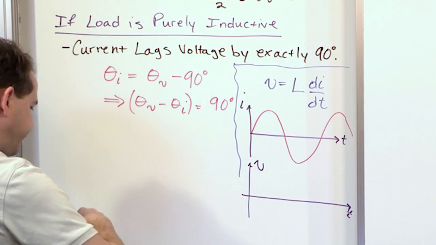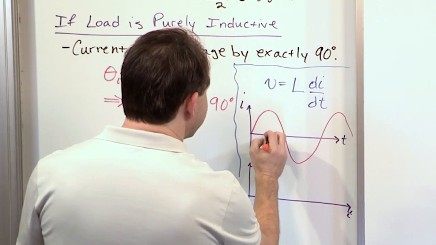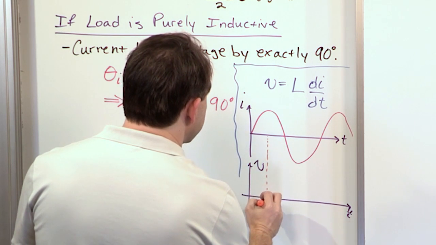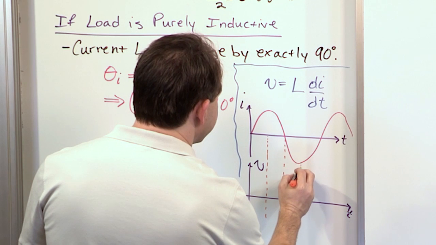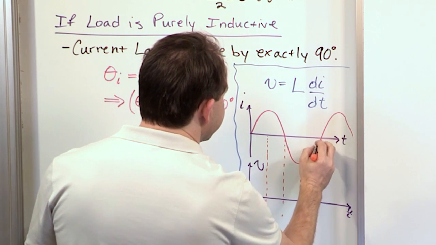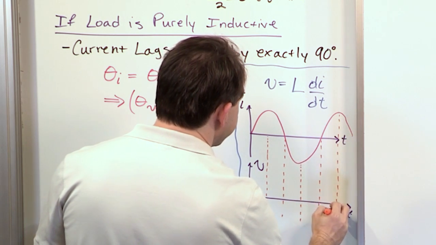What's it going to look like? Well, we need to draw some lines to help us draw some things here. At the maximum here, I'm going to draw a little line here. Where it crosses zero, I'm going to draw a little line here. At the negative maximum, we'll say it's right there. And then here at zero, we'll say it's right here. And we can draw one more if you want at that maximum right here.